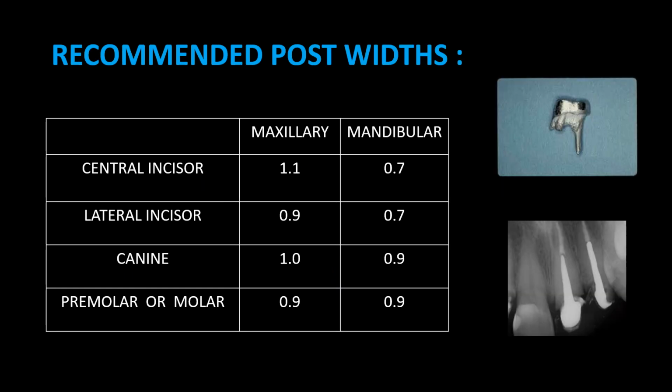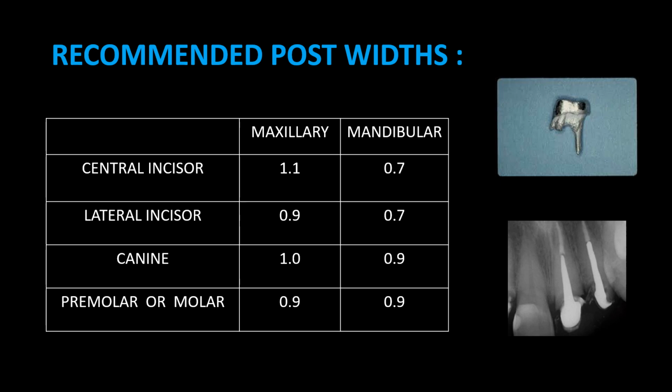Recommended post widths. For maxillary central incisor, it is 1.1 mm. And for mandibular it is 0.7 mm. Recommended post widths. For maxillary lateral incisor, it is 0.9 mm. And for mandibular it is 0.7 mm.